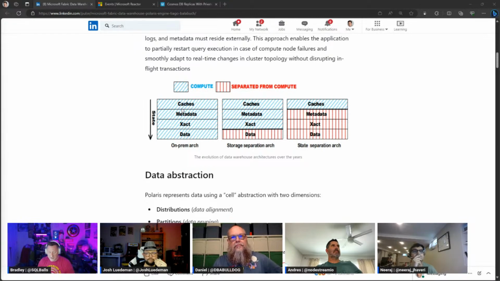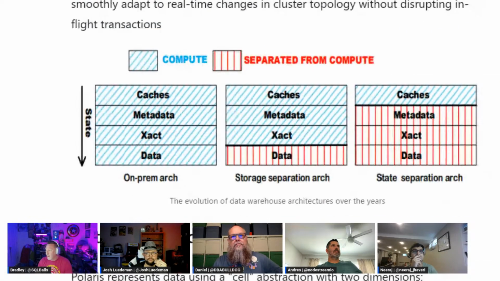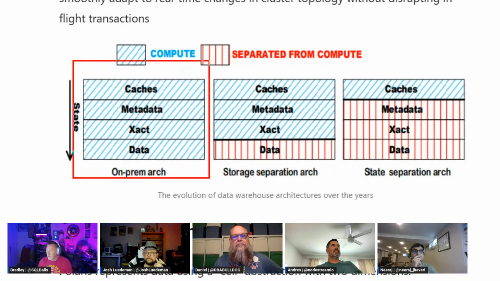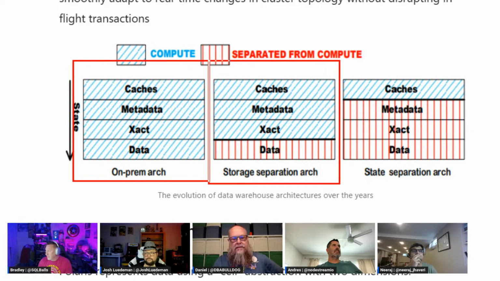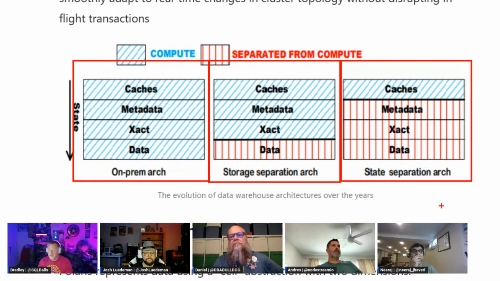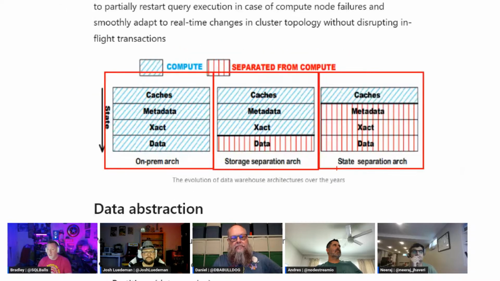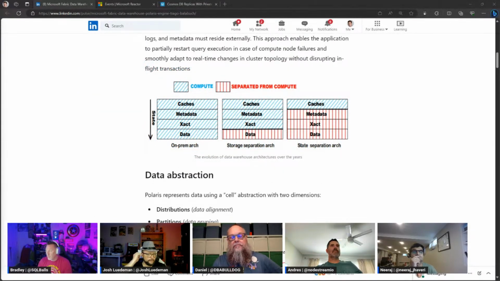But this is the evolution where we started out with this. This is like our traditional SQL servers and data warehouses. This is what we had with dedicated pools, where the data, the cache, the metadata, and transactions are all grouped together. What we've done is make this more of a microservices architecture in Polaris. We've got caches, but separate to that, our metadata, our transactions, and our data are all stored separately. And as you go down through here, it breaks it down really well.